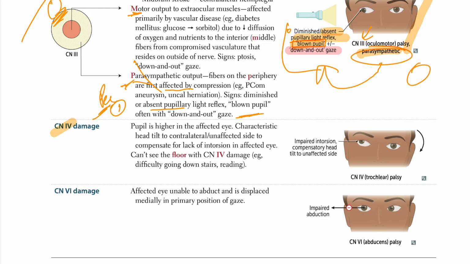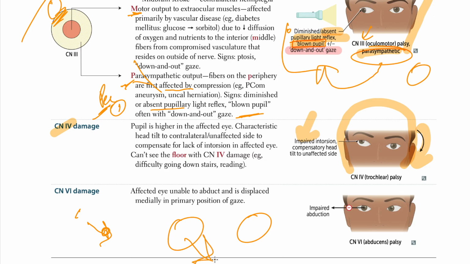CN4 damage is going to cause, if this is the trochlear nerve, if you damage the trochlear nerve, high yield thing is you will see a tilting of the head. Head will tilt. Look here. Impaired intorsion, which is like looking medially and inward. So this is the eyes. These are the eyes. Medially and inwards.